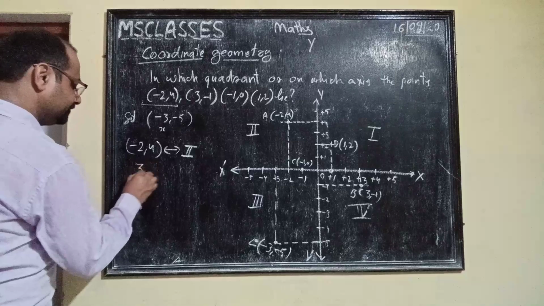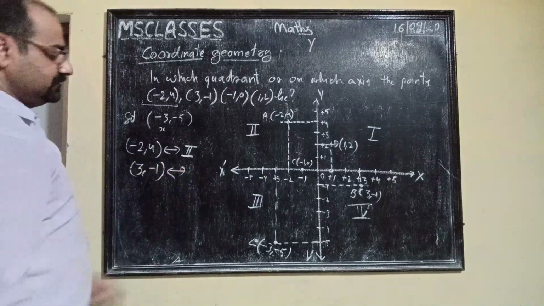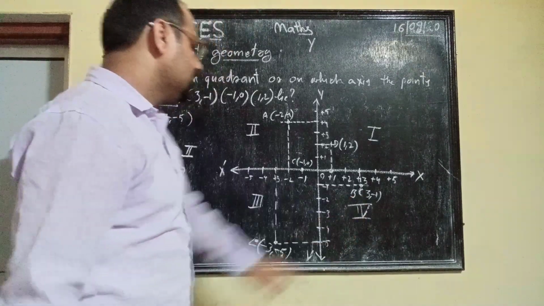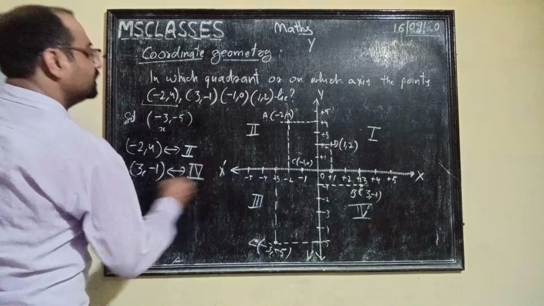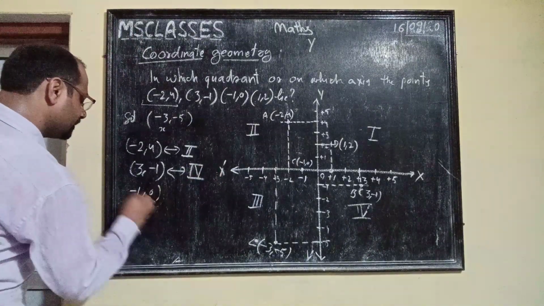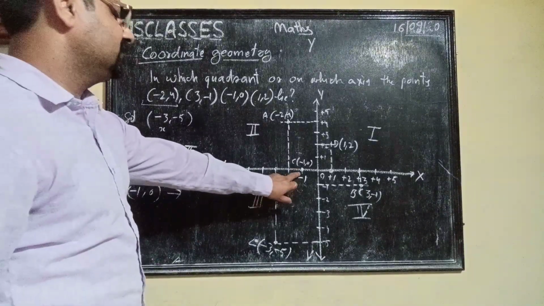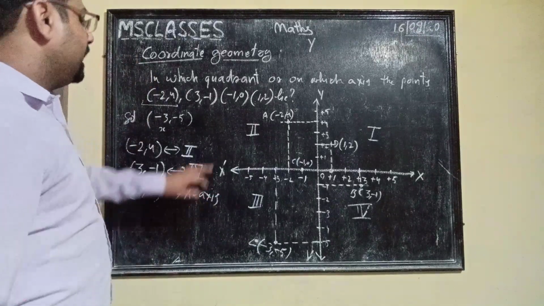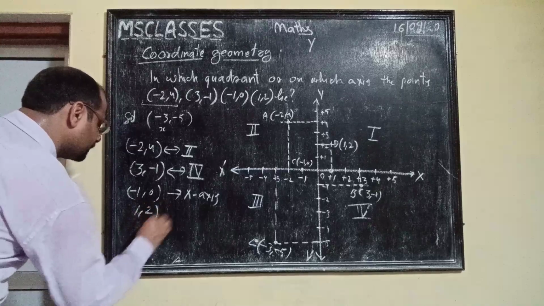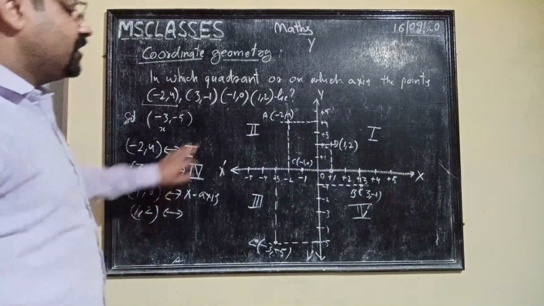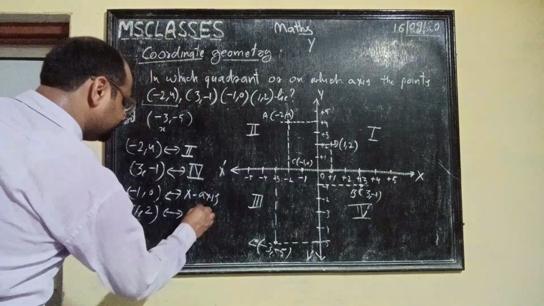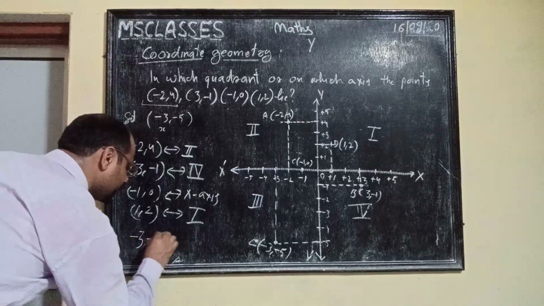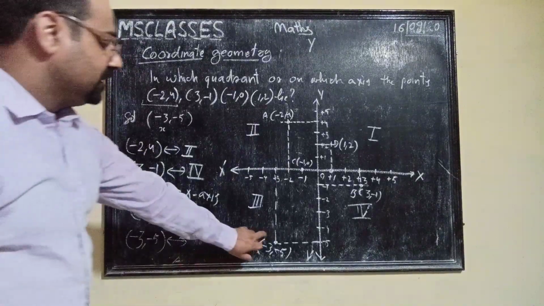and 3 comma minus 1, this is here. So x is 3, this is 3 comma minus 1, and it is in the fourth quadrant. Minus 1 comma 0 is on the x axis, and then 1 comma 2 is in the first quadrant, and then minus 3 comma minus 5 is in the third quadrant, right?